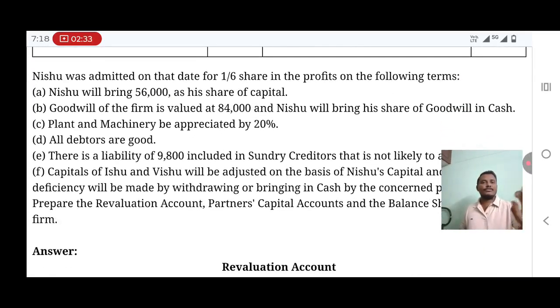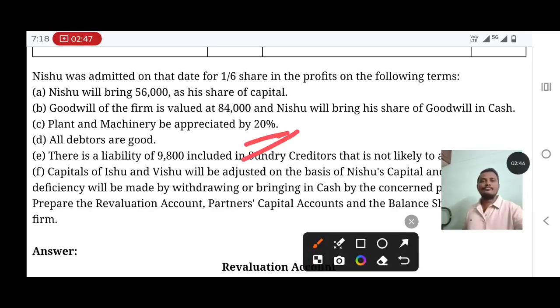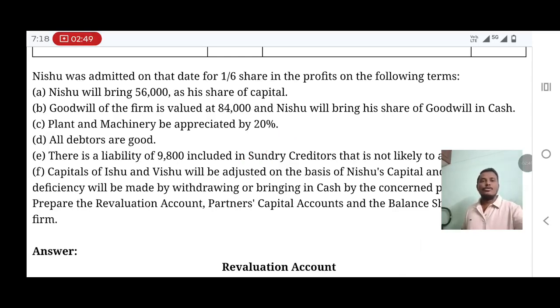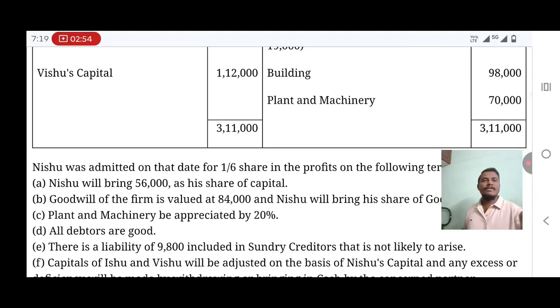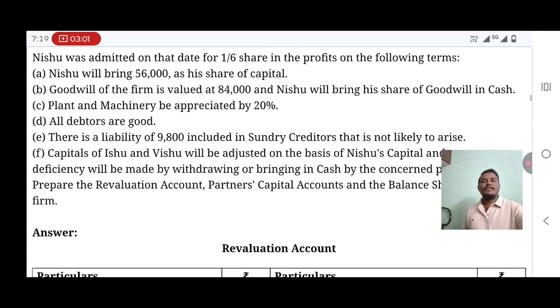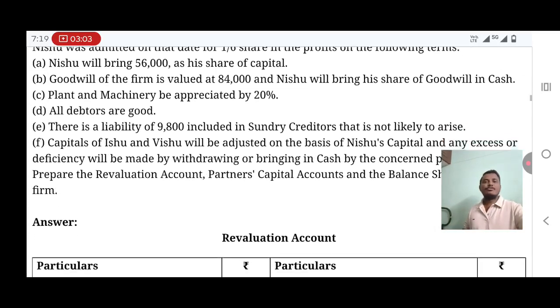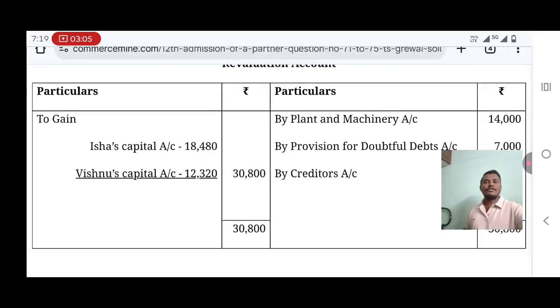Goodwill of the firm also will not be recorded inside the revaluation account. So point C, plant and machinery be appreciated by 20%. In my previous video I have told that "by 20%" means the increase is by that amount. So you can just calculate 20% on plant and machinery: 70,000 into 20 by 100, which is 14,000. You can take that it is appreciated, so by plant and machinery 14,000.